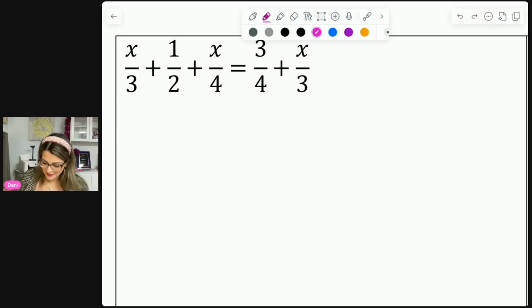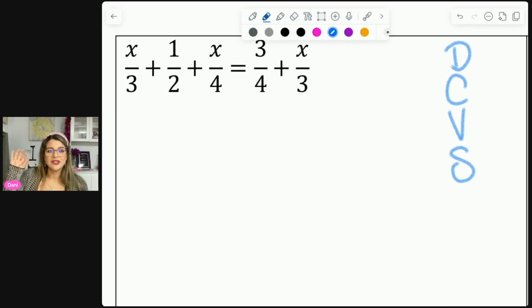Okay, and if you watched any of my other previous equations videos, you know I like to use the acronym DCVS. So this is trying to simplify that multi-step equation into something that's much smaller and more palatable. So D means, is there anything we can simplify by distributing? No, not in this one. But is there anything we can combine like terms?